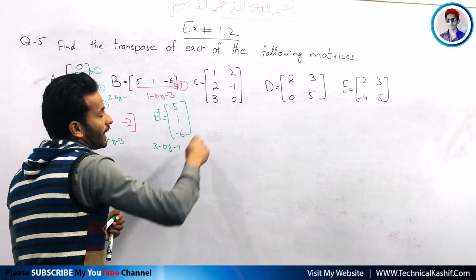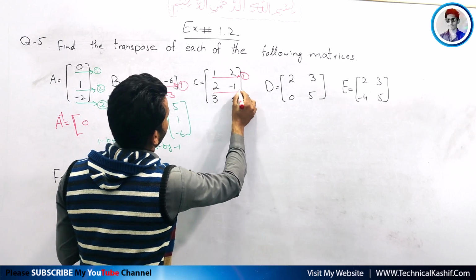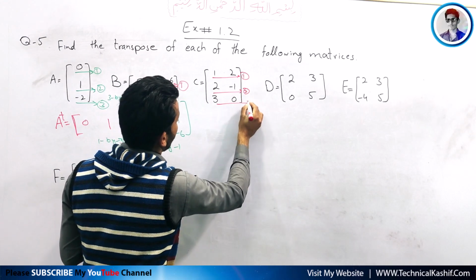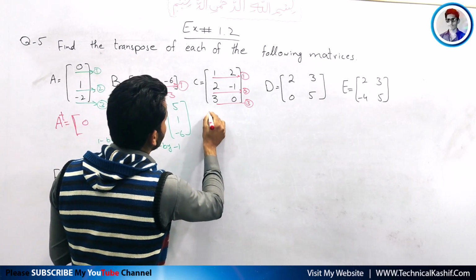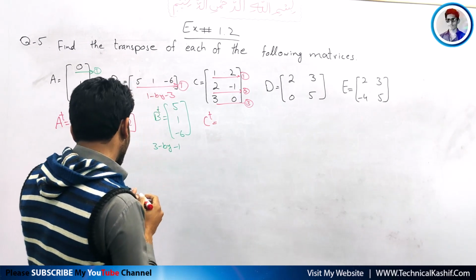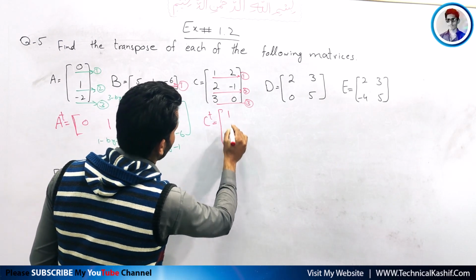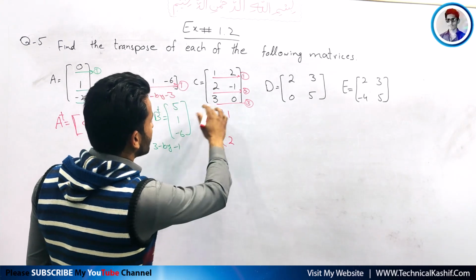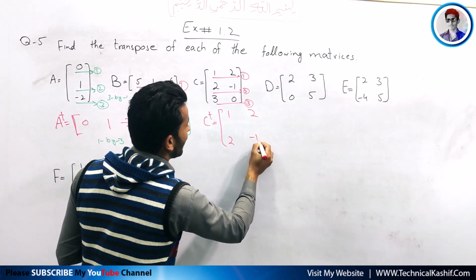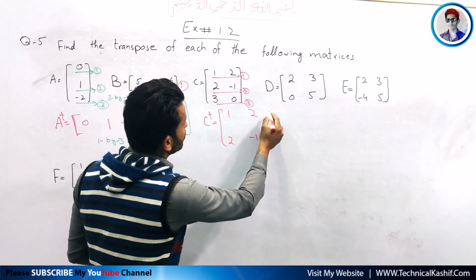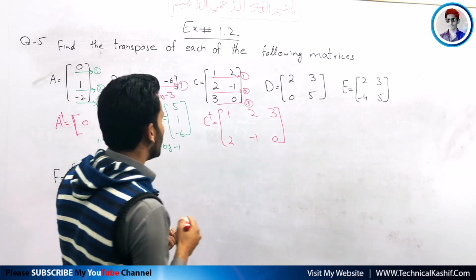Next one, C matrix, first row, second row and third row. All of these rows change into columns. So C transpose is equal to first row changes into first column, first element 1 and second one 2. Second row changes into second column having elements 2 and -1. Third row changes into third column having elements 3 and 0.